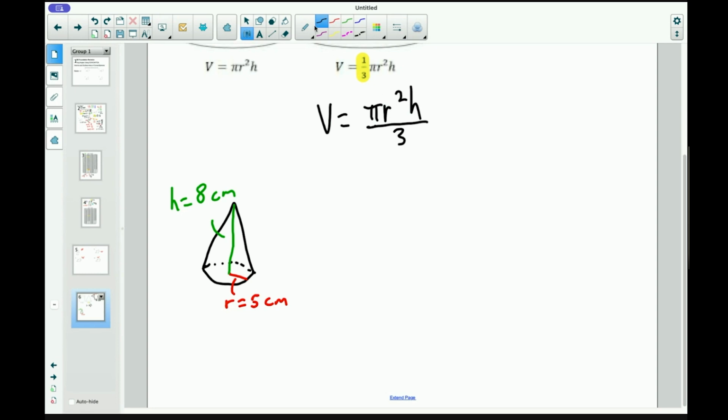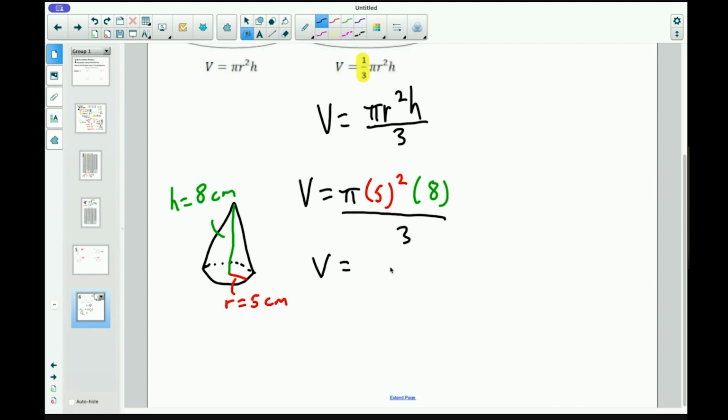So we're going to start off with our formula first. We have volume is equal to pi r squared h divided by 3. We're trying to find the volume first, so we've identified our two variables that we need. Let's put those into our formula here. So pi times 5 squared times 8. And maybe what I'll do is I'll color code this because I love color coding things when I'm teaching online. So pi times our radius squared, so pi times 5 squared times 8, and we're going to divide this all by 3.